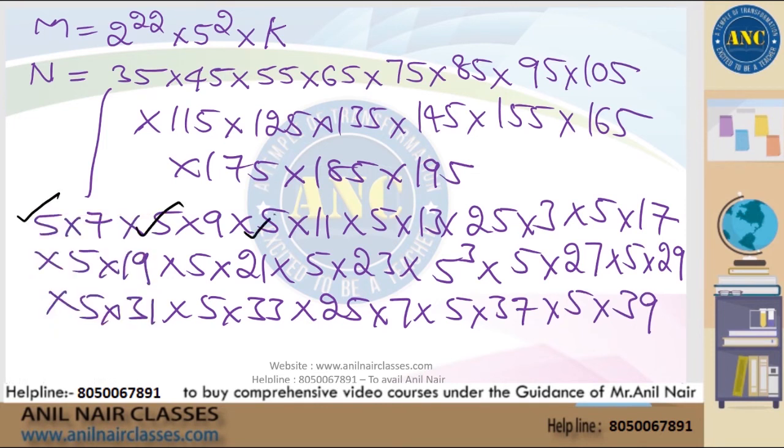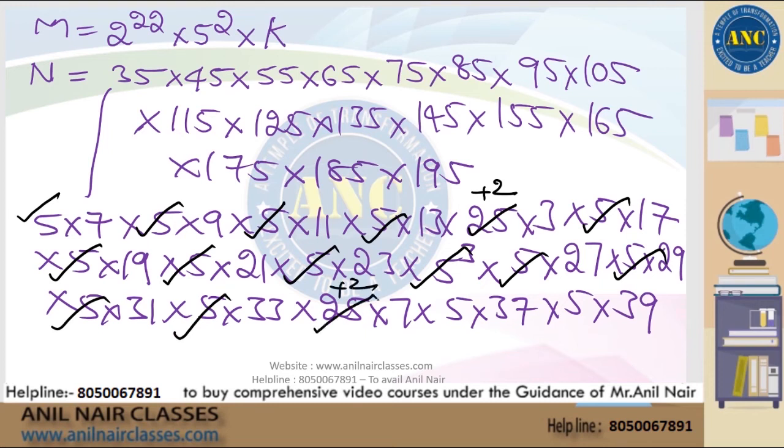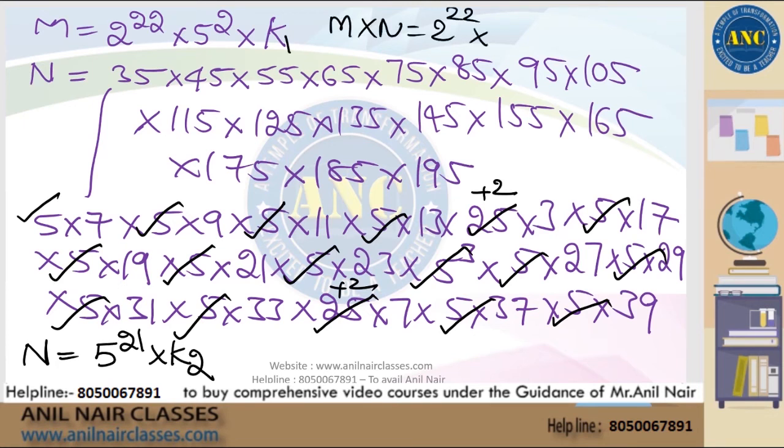1, 2, 3, 4, here 6, 7, 8, 9, 10, 13, 14, 15, 16, 17, 19, 20, 21. N is nothing but 5 power 21 into K2. If I multiply M into N, 2 power 22 into 5 power 2 into K into 5 power 21 into K. 23, 22. What is the lowest? 22. Now I am sure it is clear to you.